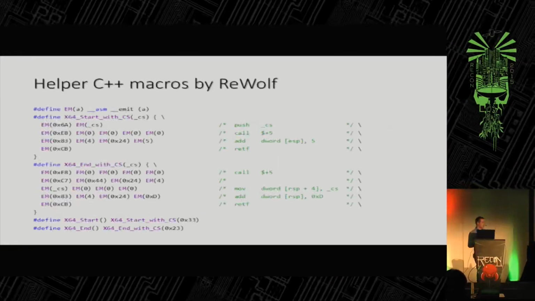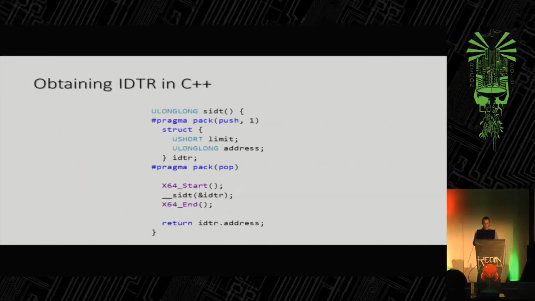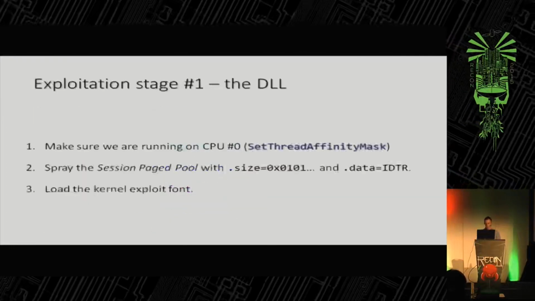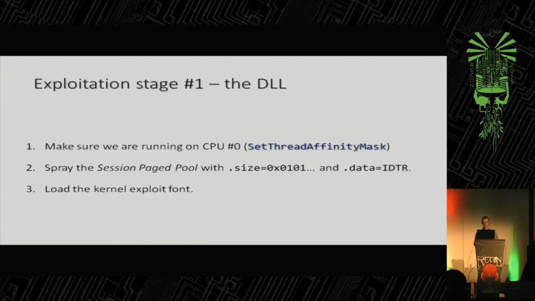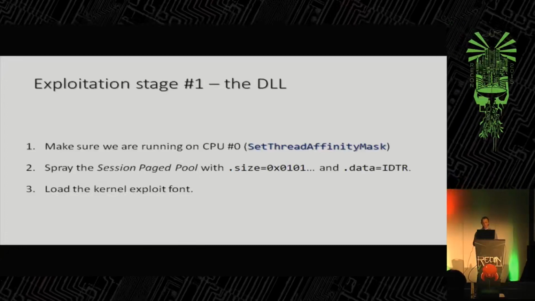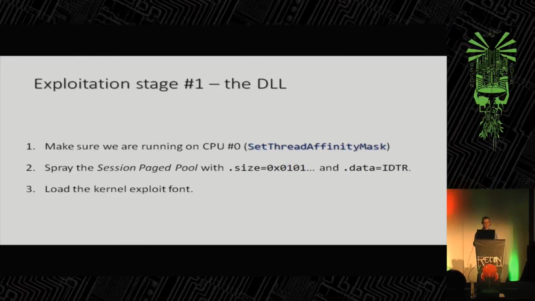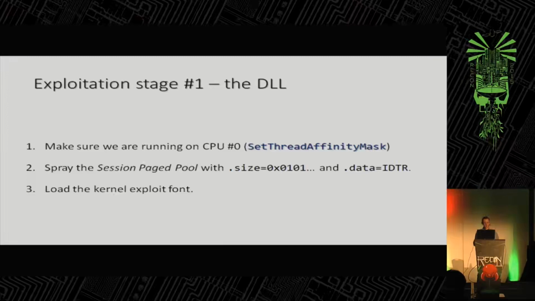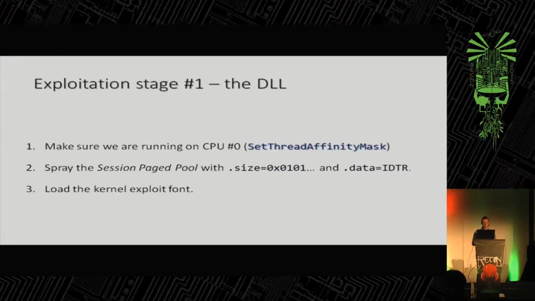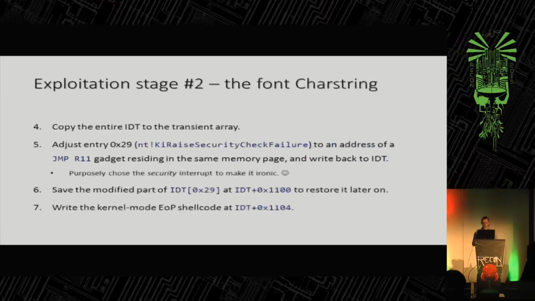We can do it using these simple macros in Visual Studio. I'm not going to delve into this, but it's pretty straightforward to get the IDTR register. So what we should do in the second stage DLL is just make sure that we are running on CPU0 using a single API function, spray the session pool as I showed before, and just load the kernel exploit font and let it do its work.